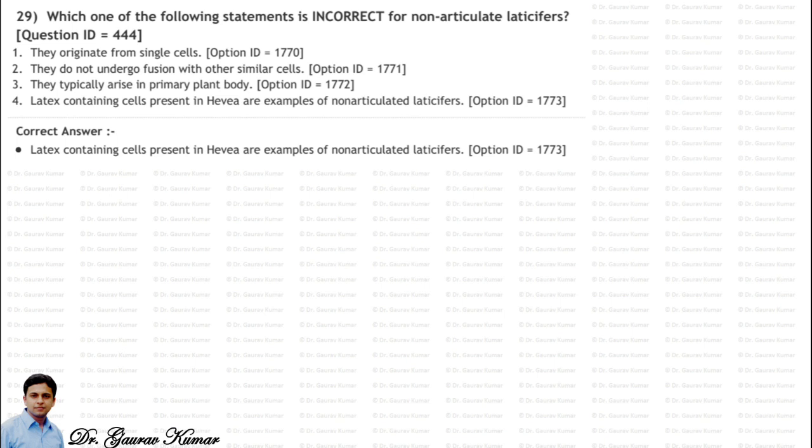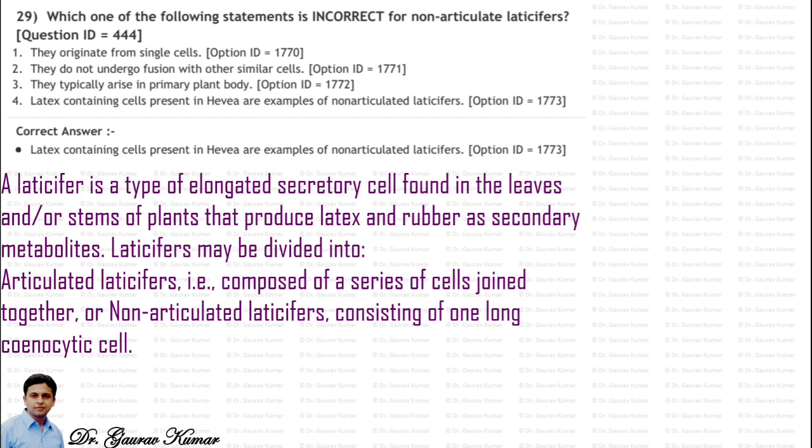The question asks which one of the following statements is incorrect for non-articulated laticifers, and the fourth option, the latex-containing cells present in Hevea are examples of non-articulated laticifers, is wrong. Why? First we will read what a laticifer is, and then the articulated and non-articulated laticifers. A laticifer is a type of elongated secretory cell found in the leaves and/or stems of plants that produces latex and rubber as secondary metabolites. Laticifers may be divided into 2 types: articulated laticifers, composed of a series of cells joined together, or non-articulated laticifers, which consist of one long coenocytic cell.